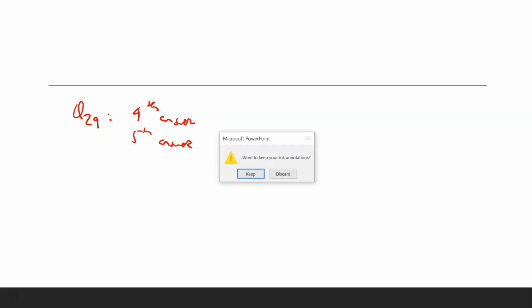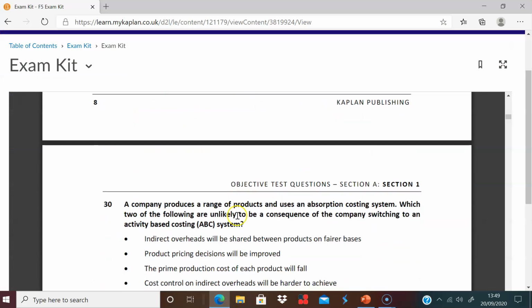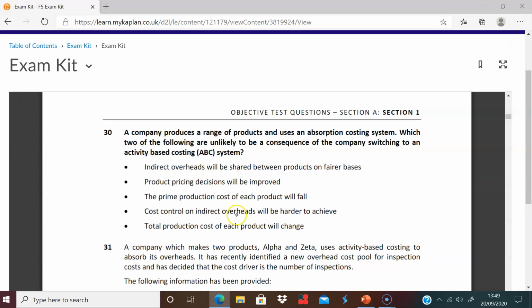Okay, right. Let's come out of that. I wonder if it makes the ping noise it makes when I come out of that PowerPoint. Apologies if it does. Okay, great stuff.